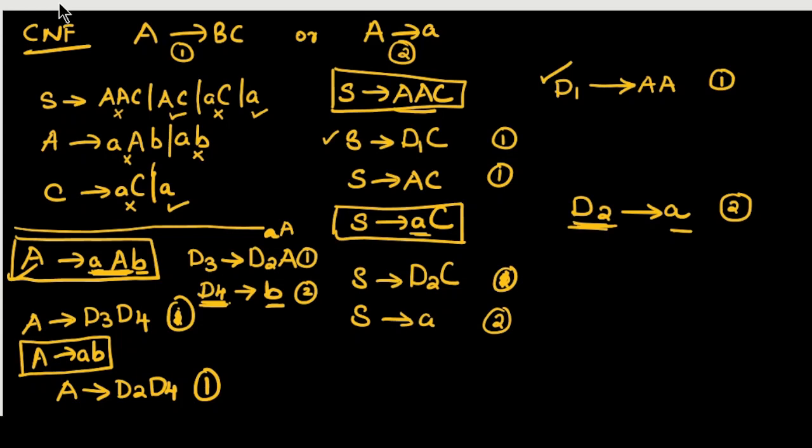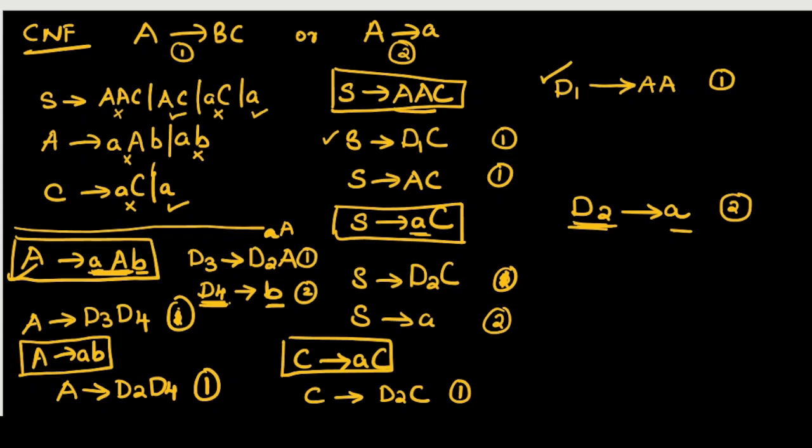Now what else do we have to change? C gives aC. This has to be replaced. C gives aC, how can we replace it? a can be replaced with D2, and C. So this is in format 1.